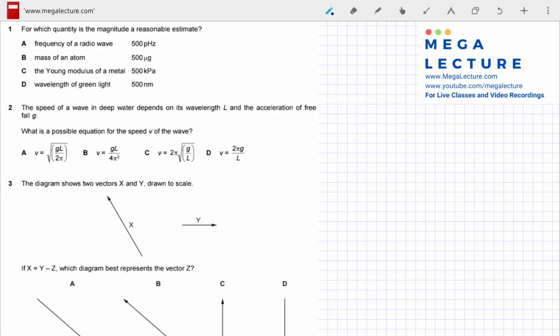Let's solve October-November 2019 paper 1-1. So we have the first question: for which quantity is the magnitude of the estimate reasonable? We have four options: frequency of a radio wave, mass of an atom, Young modulus, and the wavelength. So let's check. For a radio wave, the frequency lies between the region of 3 kilohertz to somewhat 300 gigahertz.